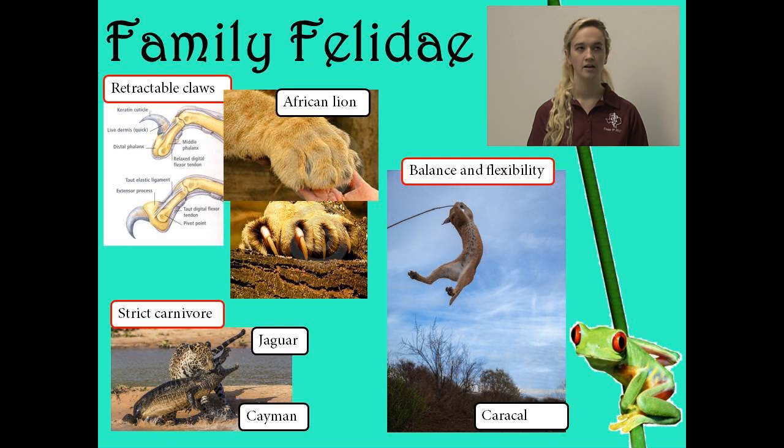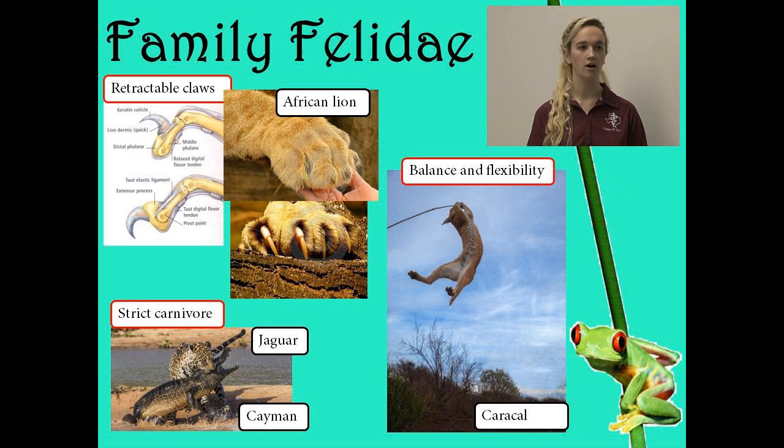So they all have retractable claws. You can see this lion when he's just hanging out. That's a really big paw, but there are no claws. But when he retracts those tendons, you can see the claws come out. And this is a picture we spent a lot of time learning about in vet school.